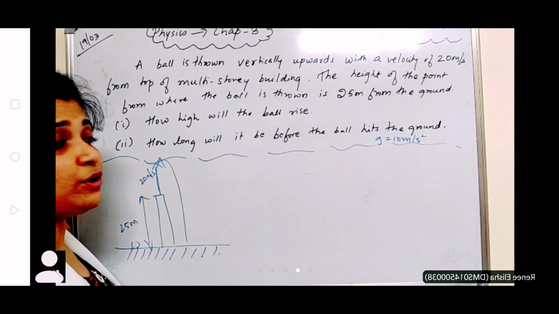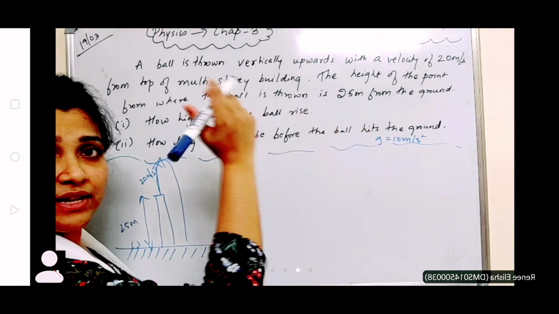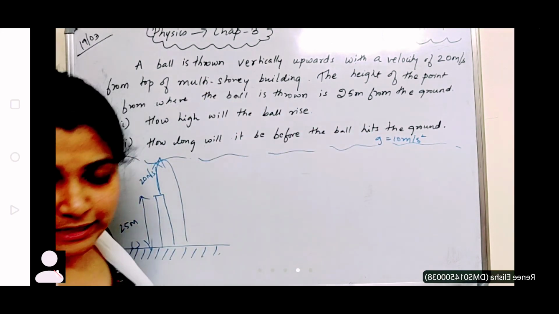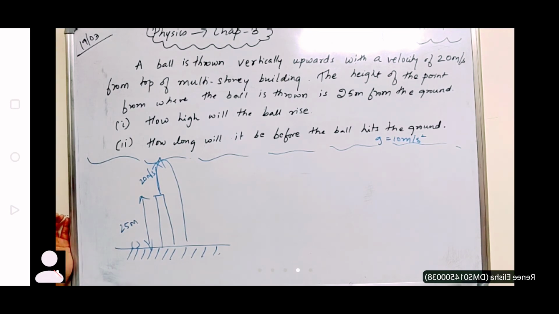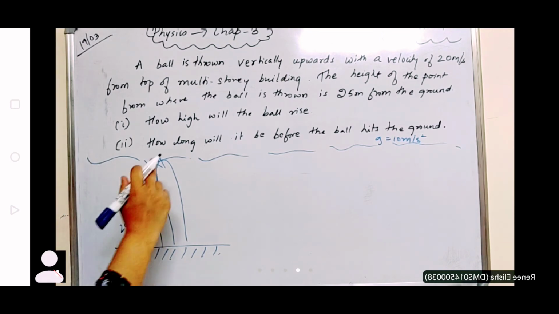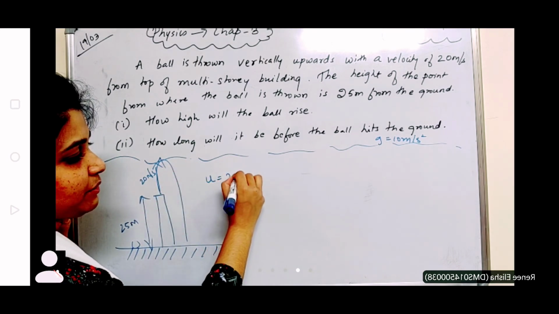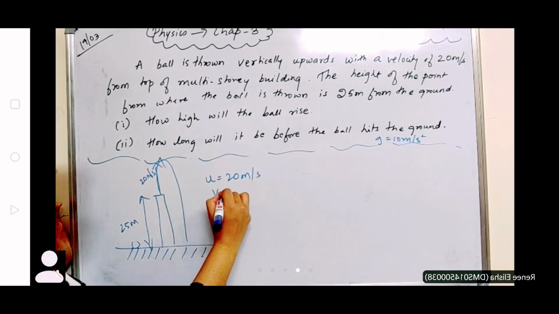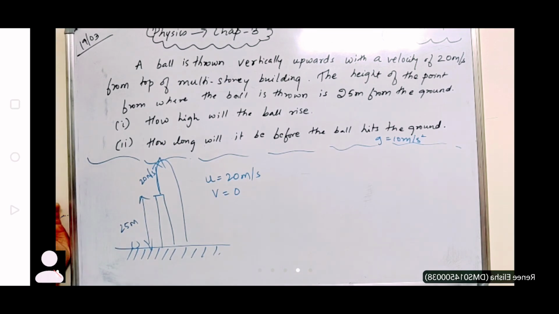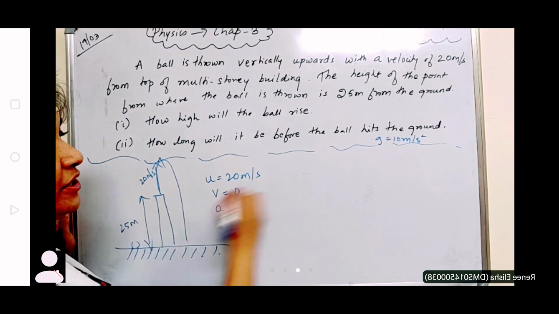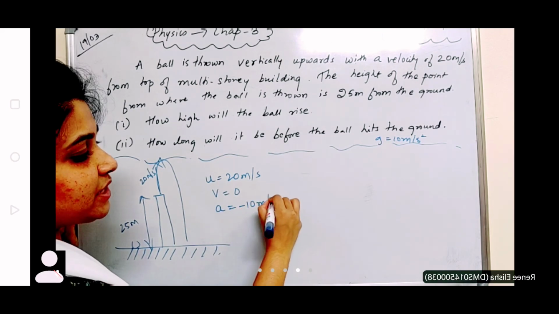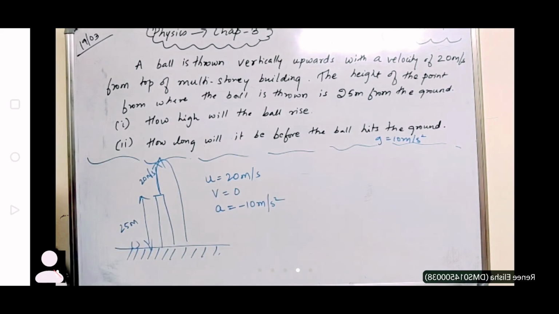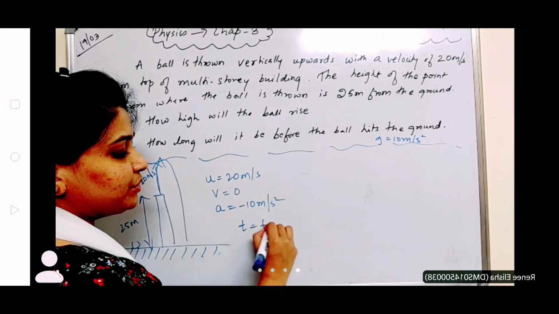Now we need to assume g is 9.8. If they gave us 10, then take 10. If not, it will always be 9.8. Now consider vertical upward motion of the ball up to the highest point. So the initial velocity will be what? 20 meters per second, and at the highest point v is definitely 0. Acceleration due to gravity is what here, children? Minus 10 meters per second square. So therefore, what else can we find here? Let time be equal to t1.